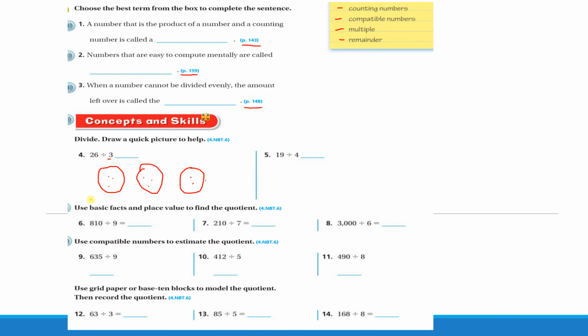But then for your quotient, you find out how many things are in one of those groups, and that's going to be your quotient. Okay? But again, you can use any strategy you like, but that's an example of the quick draw.